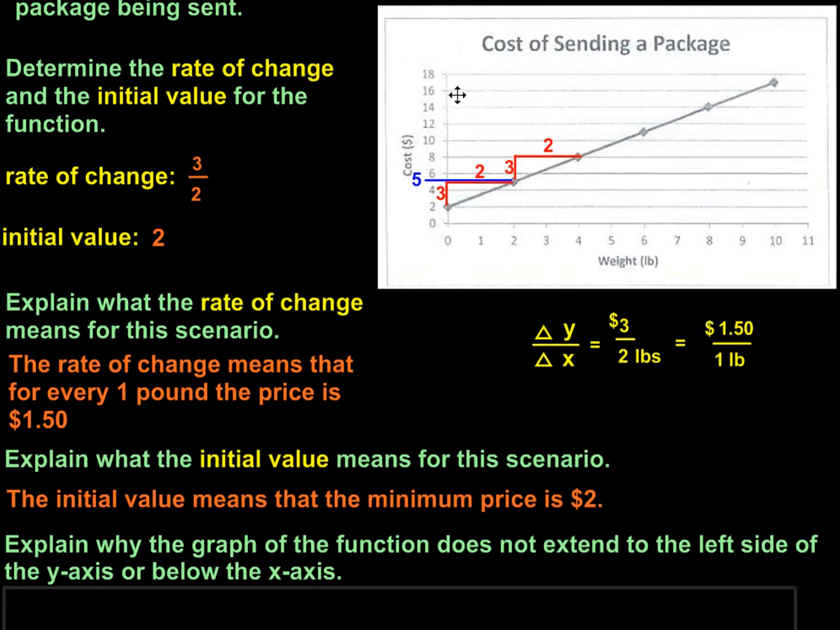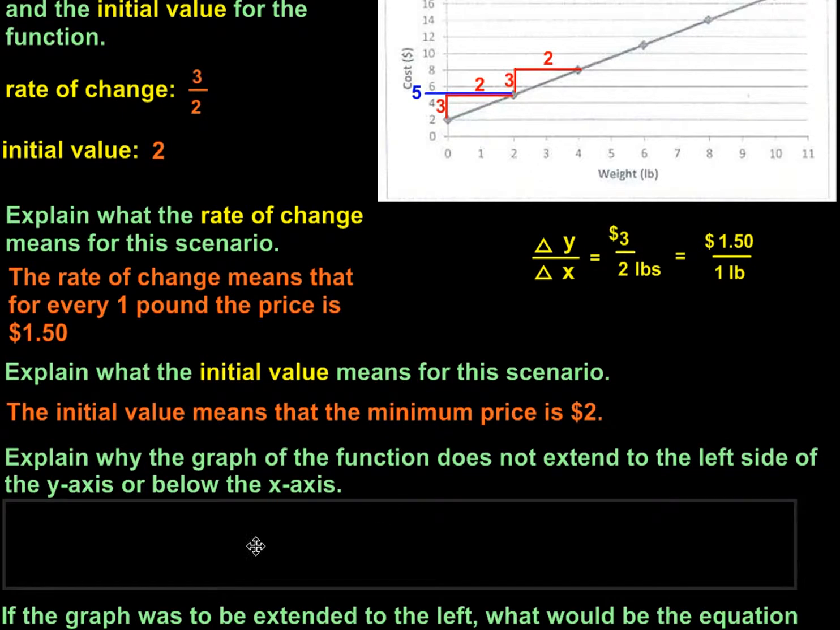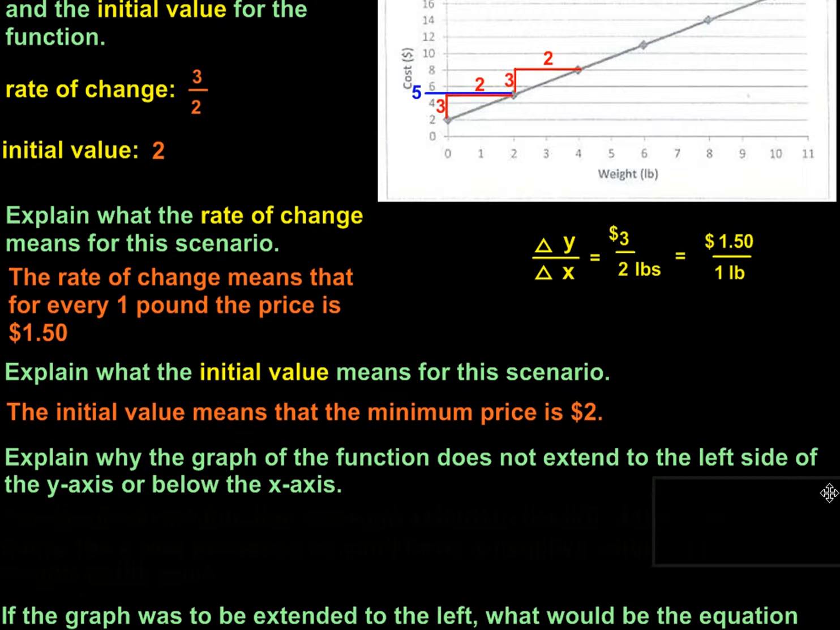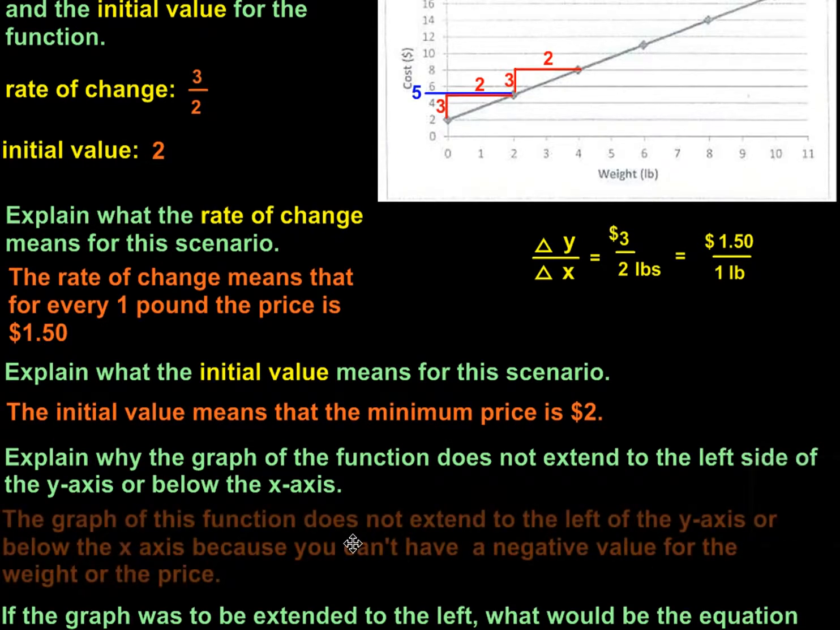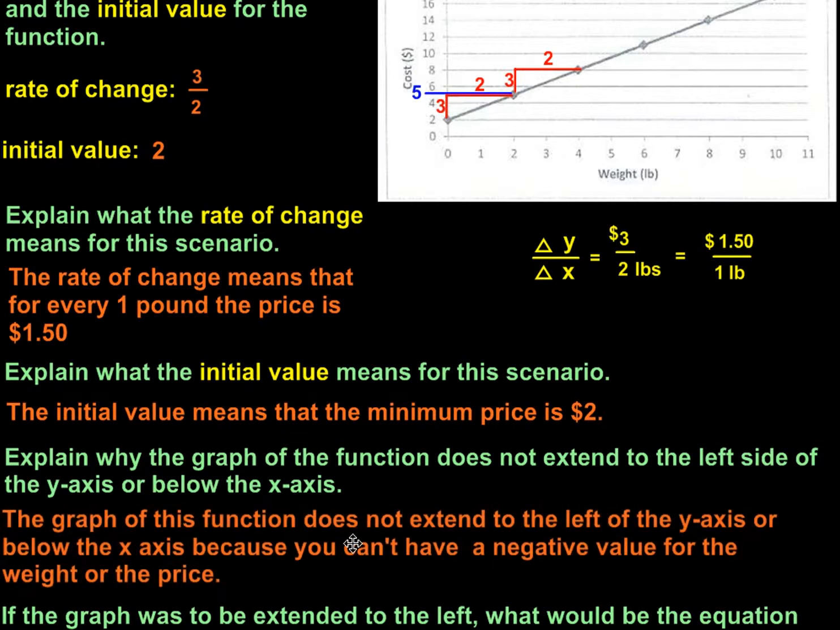Now, if you think about this as a graph, you'll notice that it doesn't extend to this side of the graph or down here to this part of the graph. So we're only in the positive quadrant. And why would that be? Why doesn't this graph extend to the left of the y-axis or below the x-axis? Well, the answer would be that the graph does not extend to the left of the y-axis or below the x-axis because you can't have a negative value for a weight or for a price.